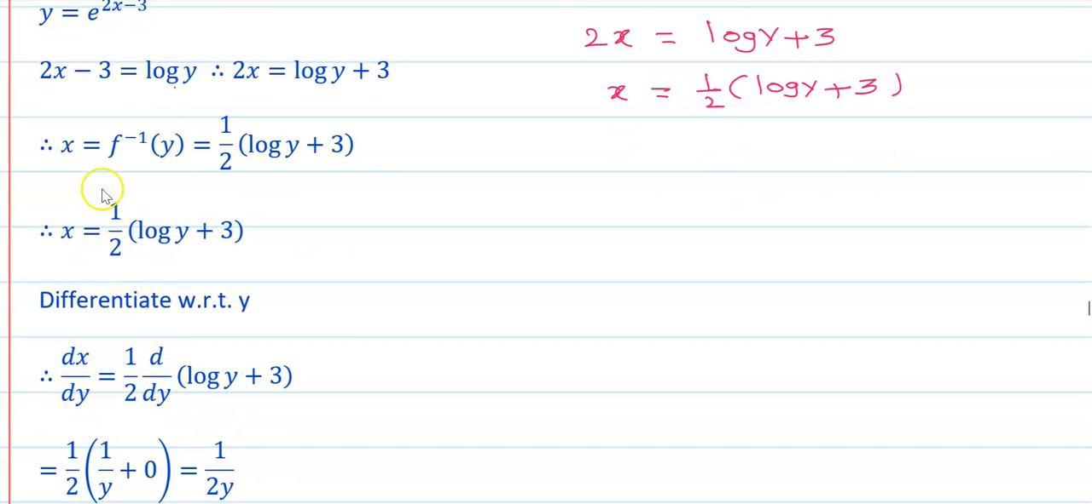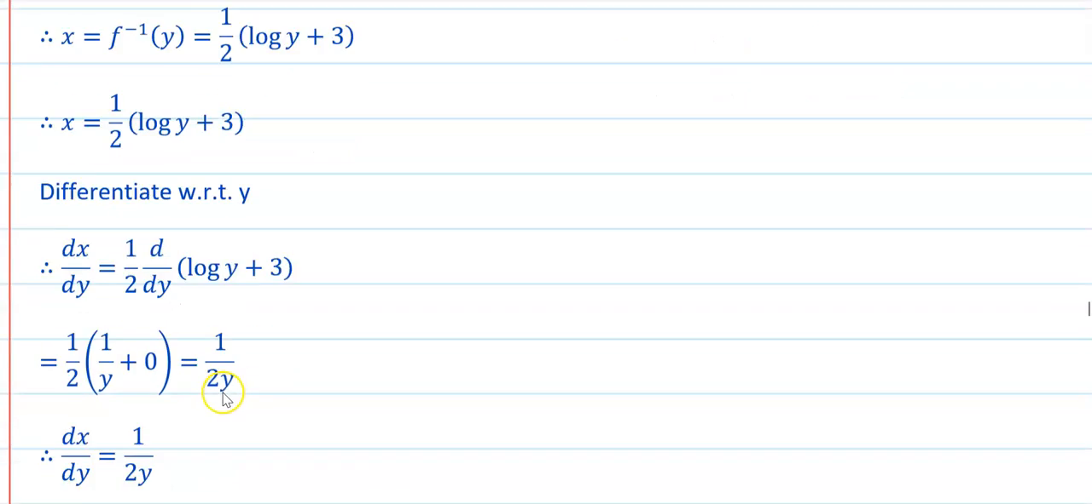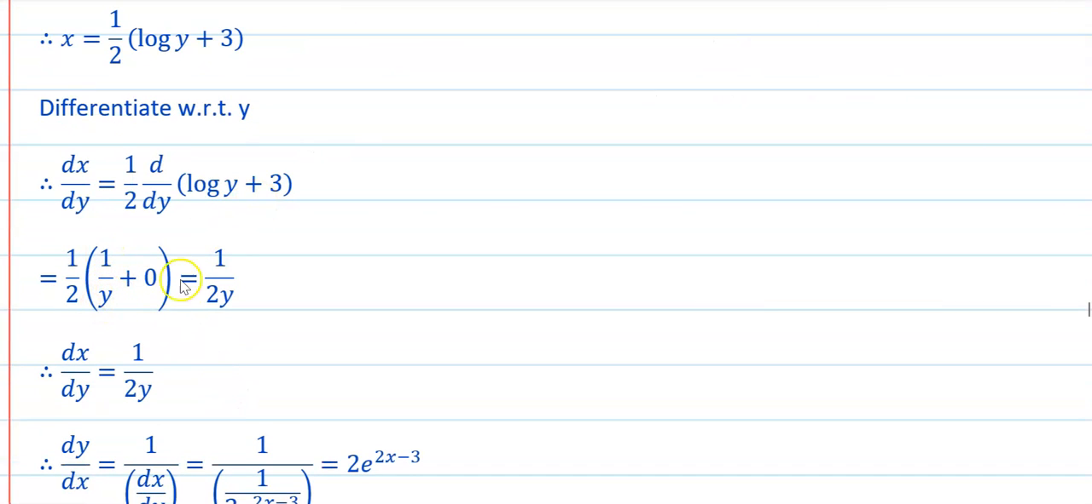dx upon dy is equal to 1 upon 2, constant, d/dy of in bracket log of y plus 3. What about the derivative of log of y? It is 1 upon y. The derivative of 3 is 0. That is 1 into 1, 1. 1 upon 2 into y. Then you will get 1 upon 2y. Therefore, dx upon dy is equal to 1 upon 2y.